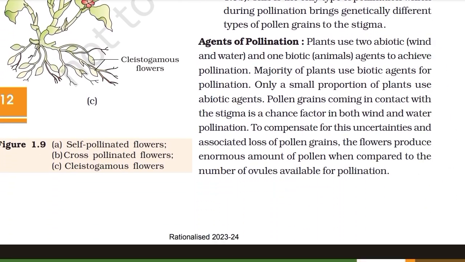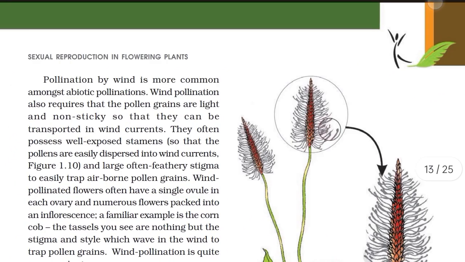Plants use two abiotic agents, wind and water, and one biotic agent, animals, to achieve pollination. Majority of plants use biotic agents for pollination. Only a small proportion of plants use abiotic agents. Pollen grains coming in contact with the stigma is a chance factor in both wind and water pollination. To compensate for these uncertainties and associated loss of pollen grains, flowers produce enormous amounts of pollen when compared to the number of ovules available for pollination.